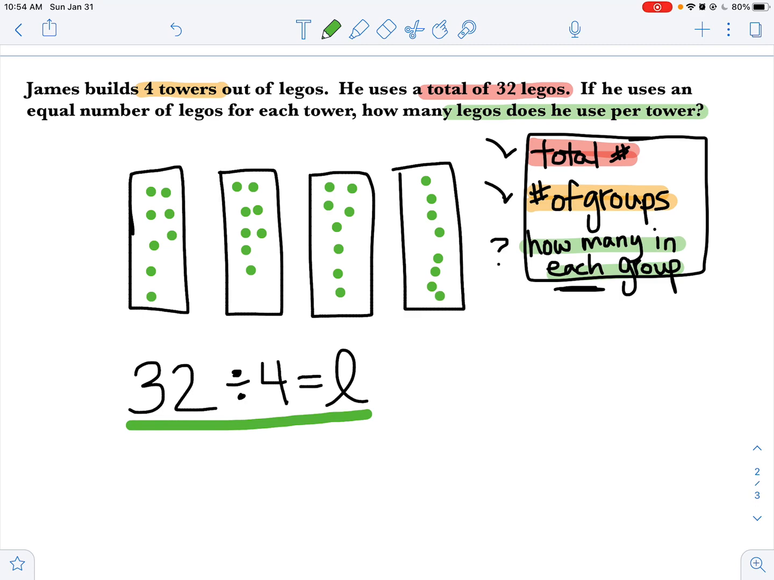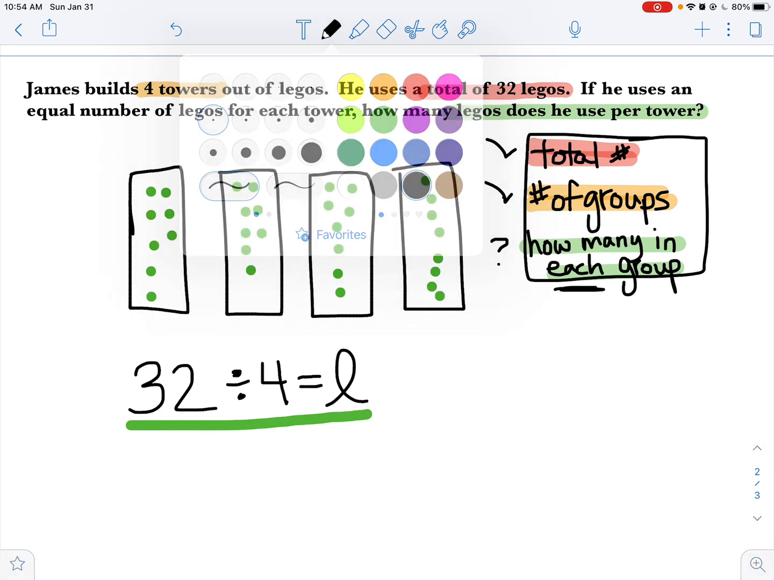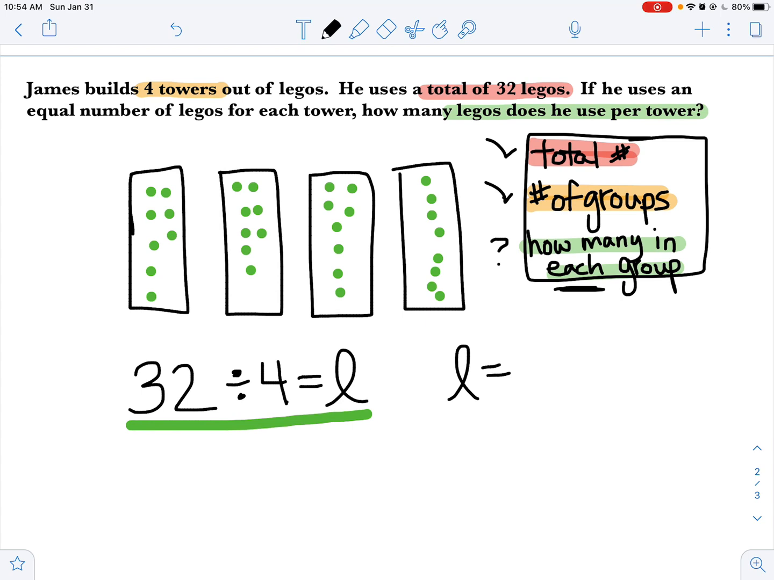I have separated it out equally. And in this case, L, sorry, that's super thick. I forgot to change it. I don't like it that thick. Sorry, guys. L is equal to, let's see, 1, 2, 3, 4, 5, 6, 7, 8, 8 in each group. So this is a division problem.